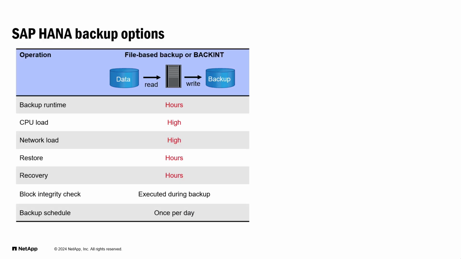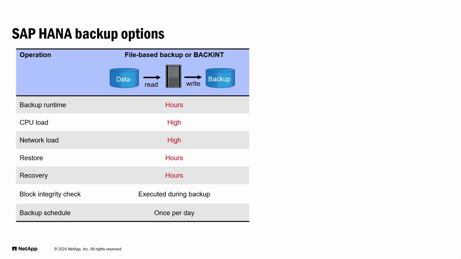Let me start with a high-level comparison of the different backup methods supported by SAP HANA. SAP HANA supports two different methods for database backups. The first method is a stream backup, which could be a file-based backup or a backup using the SAP HANA Backend API. With file-based backups or backups using the Backend API, the SAP HANA database server reads the data from the primary storage and writes the data to either a file system or streams the data to a backup server using the third-party backup tool.